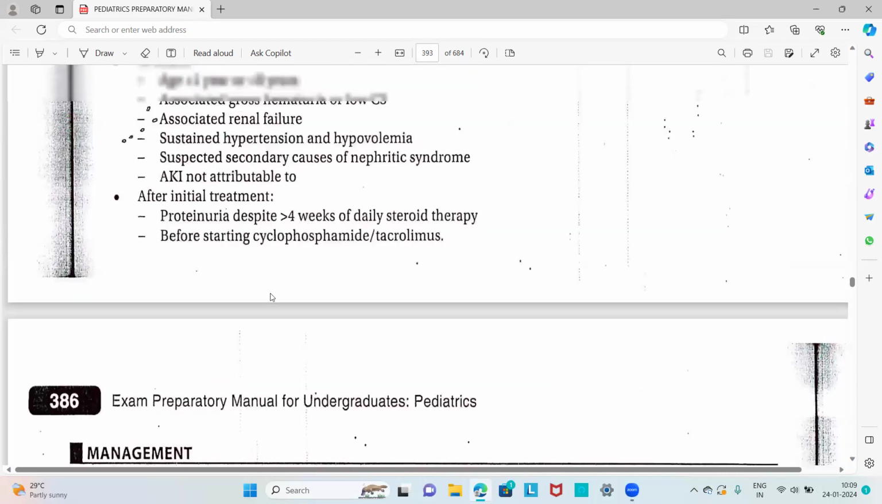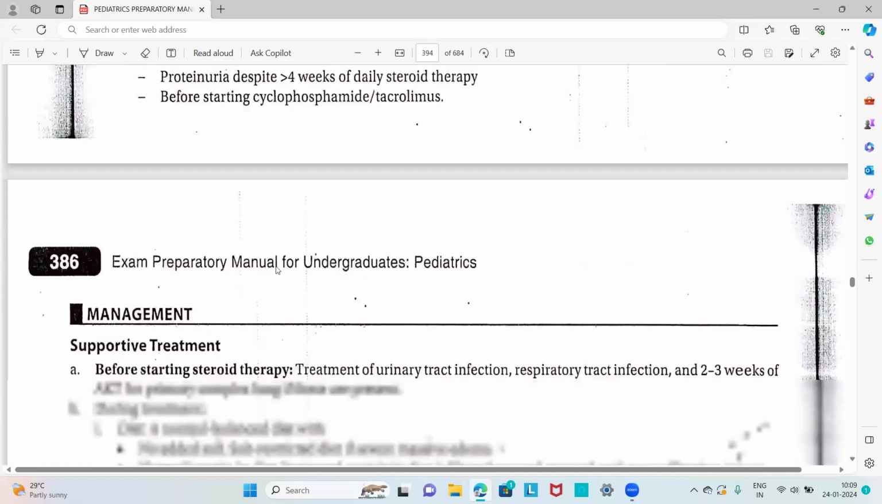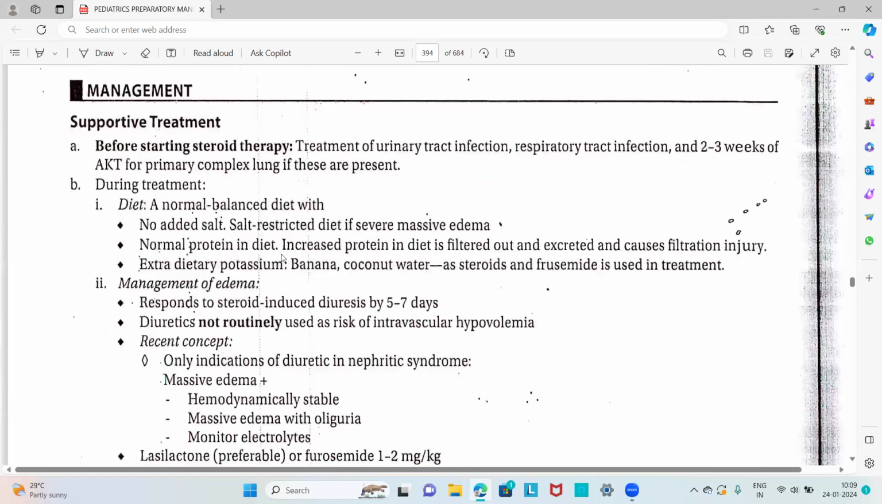So that is all regarding the investigations of nephrotic syndrome. Then about the management of nephrotic syndrome.